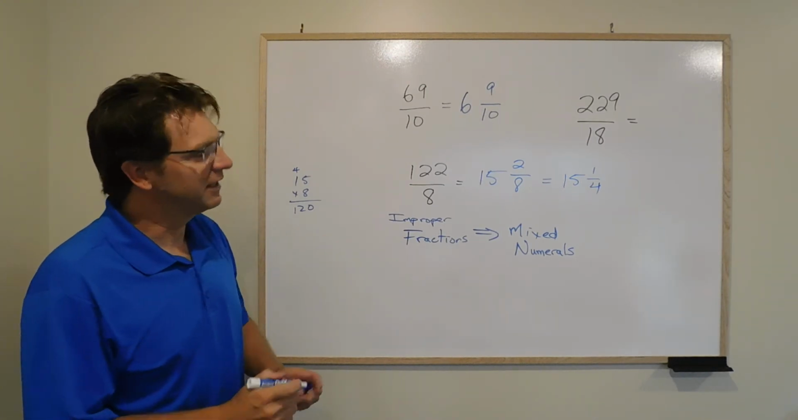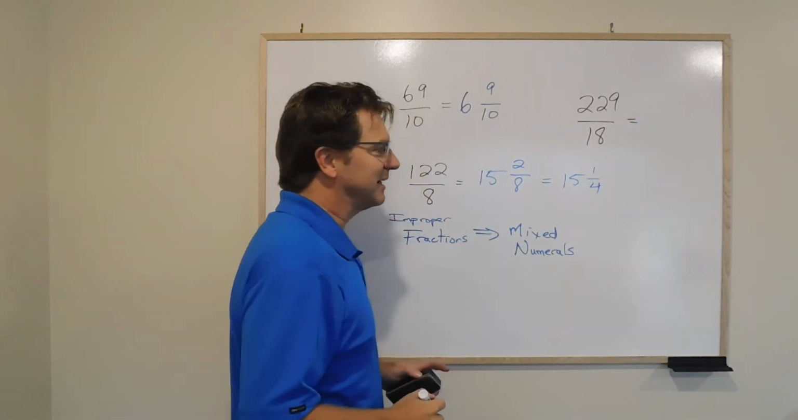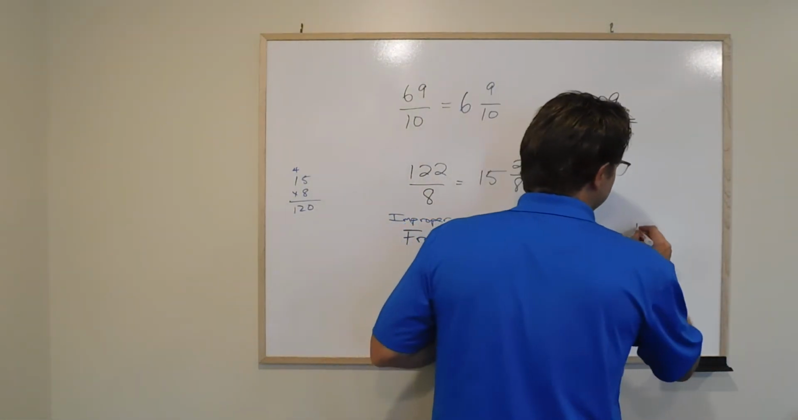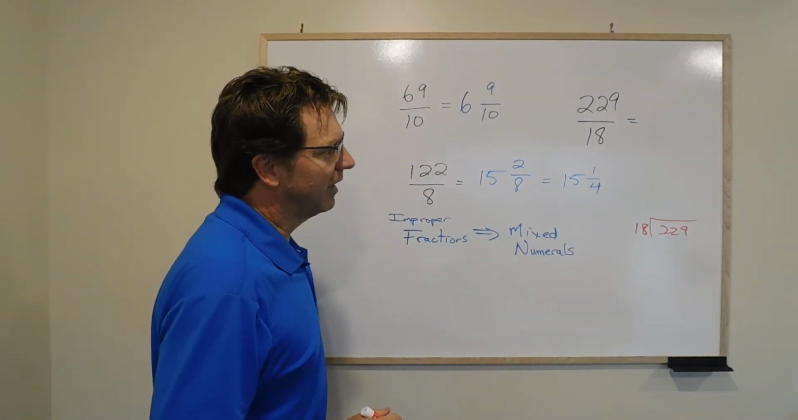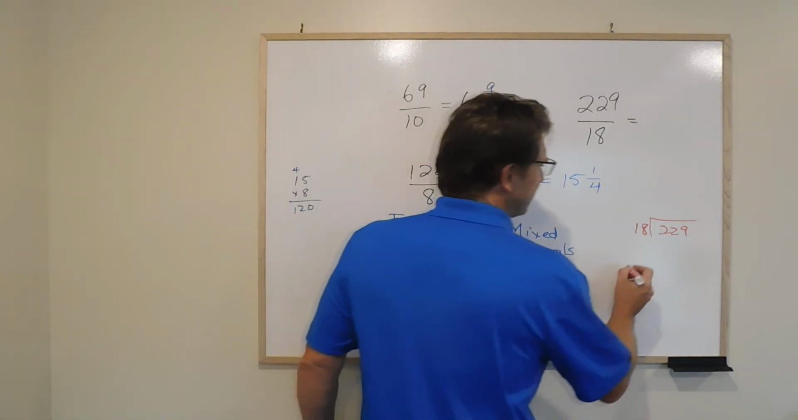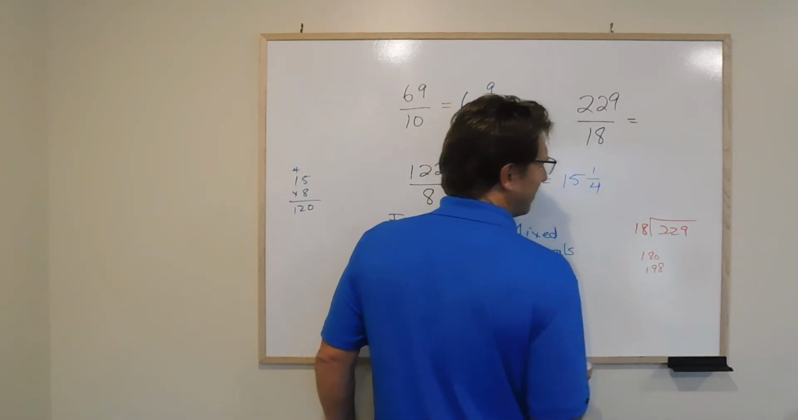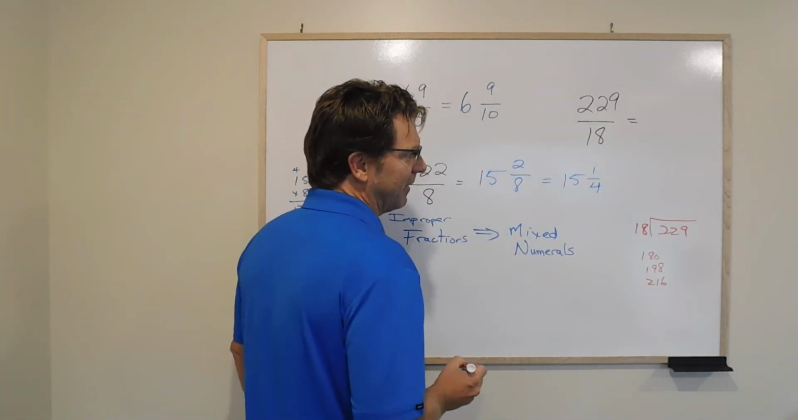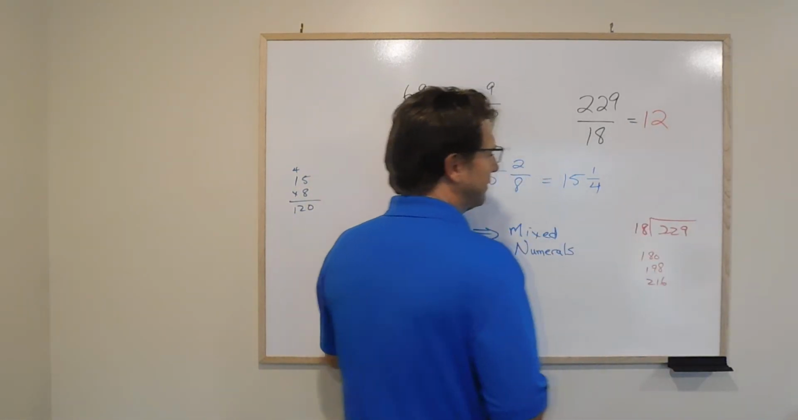Let's try it again with the last one. How many times does 18 go into 229? Well, you need to really get out your calculator, because you're trying to figure out how many times 18 goes into 229. Well, I know that 18 times 10 is 180, so if I add another 18, I'm at 198, and if I add another 18, I'm at 216, so it looks like it'll go 12 times, okay?